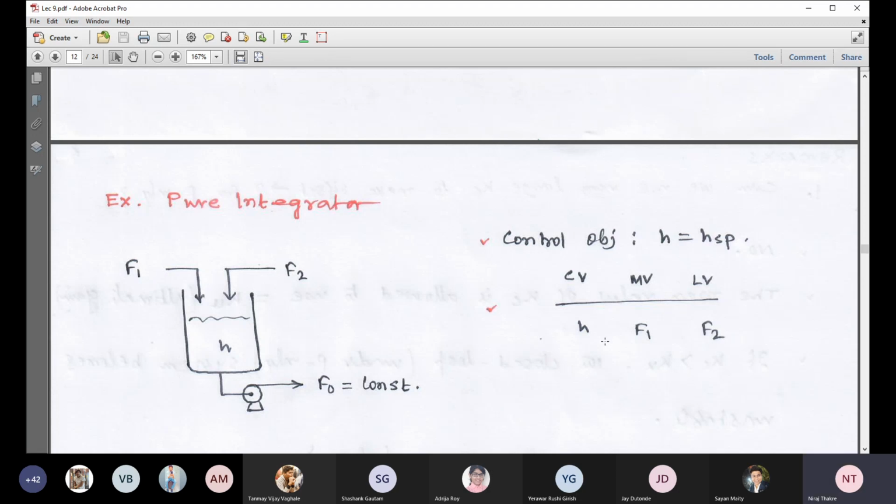In the first step, we will try to know the 5 individual transfer functions. In the second step, we will write the closed loop transfer function equation. And in the third step, we will analyze the dynamics that includes offset as well. Now here our control objective is to maintain this height at its desired level, that is the set point. That's why our control variable is also height. And among these two inputs, we are considering one as the manipulated variable and another one as the load variable.